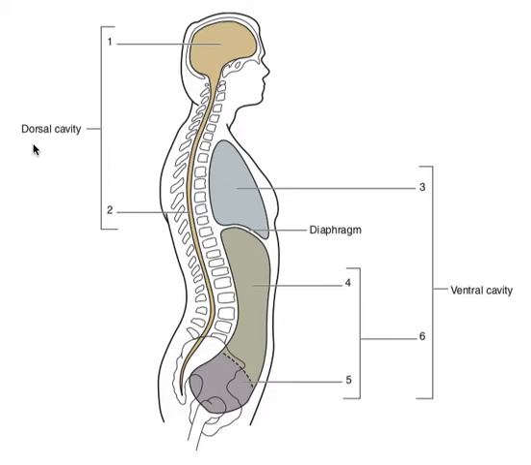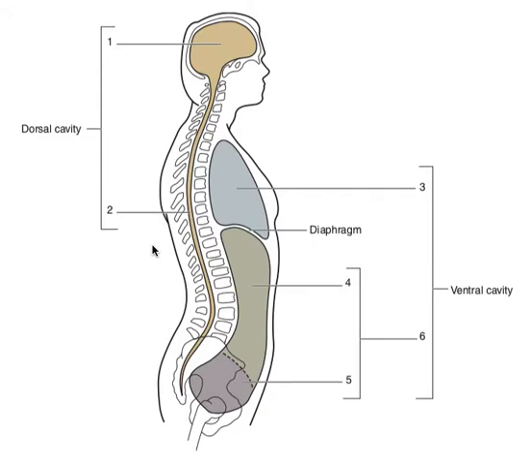So the dorsal body cavity is this entire structure here, which contains the brain and the spinal cord. The dorsal body cavity is broken up into two parts. The cranial cavity contains the brain, and the spinal cavity contains the spinal cord. The spinal cavity is sometimes also called the vertebral cavity.